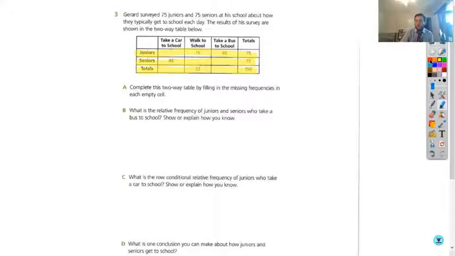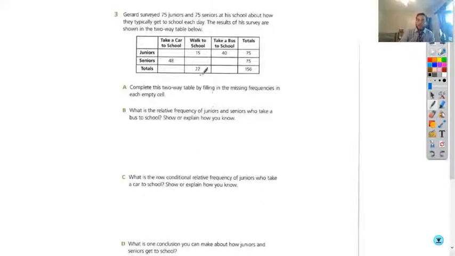Then if we're looking at our columns, if we were to choose a different color, the first column just represents people who take a car. The second column represents people who walk to school, and the third column represents those who take the bus, with the fourth column being the totals of all students that were surveyed.